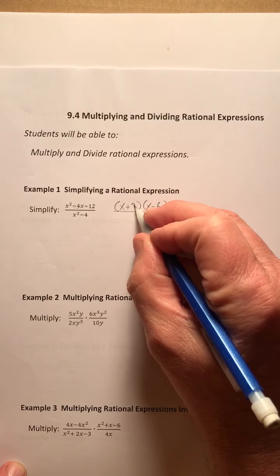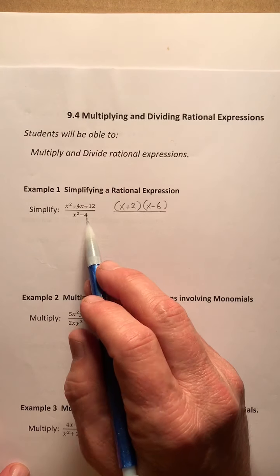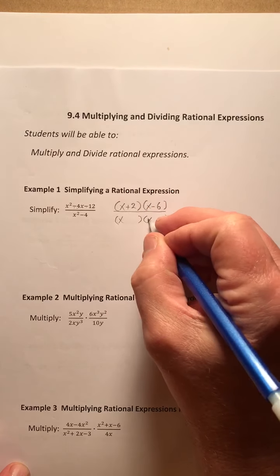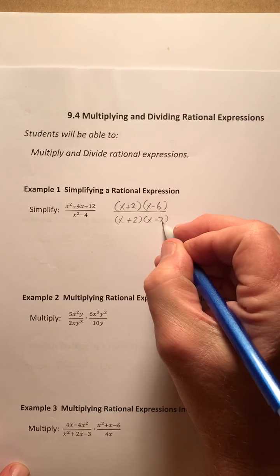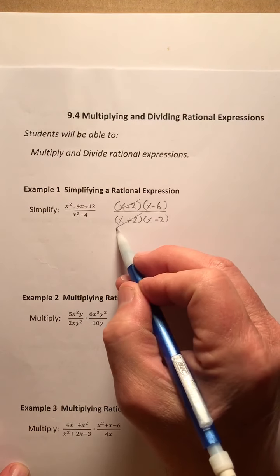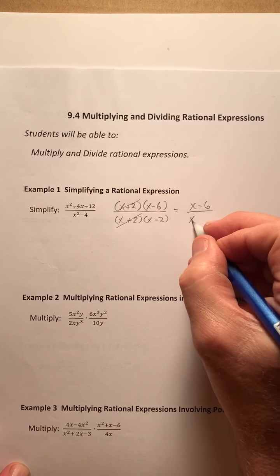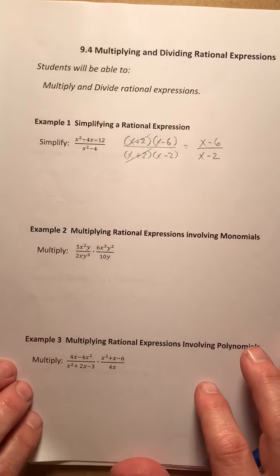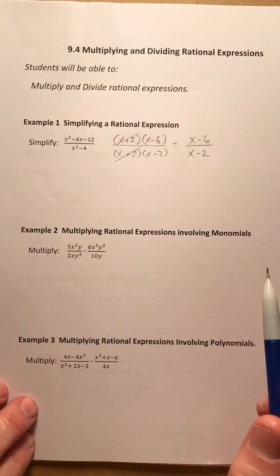So 6 and 2. All right, and then the bottom you should recognize that is the difference of perfect squares. So all we have to do is factor it out. X is in the front, signs are different, and then square root of 4 is 2 and 2. And you should be able to see right now your x plus 2 and x plus 2 will cancel out and leave you with your answer of x minus 6 over x minus 2.